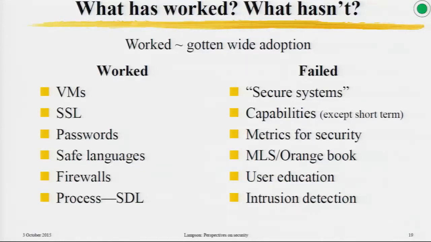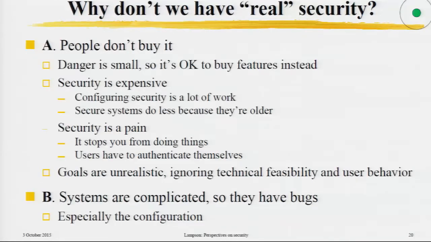So it's been great. Things that have failed have been very popular, things that have given rise to lots of papers in these conferences. Secure systems, we don't have those capabilities. I worked on capability systems. I was one of the designers of the first capability system that actually had users, Cal TSS, around 1970. Metrics for security, everyone says we need those, but we don't actually have them. User education doesn't work. Intrusion detection doesn't really work very well. It seems like a cool idea.